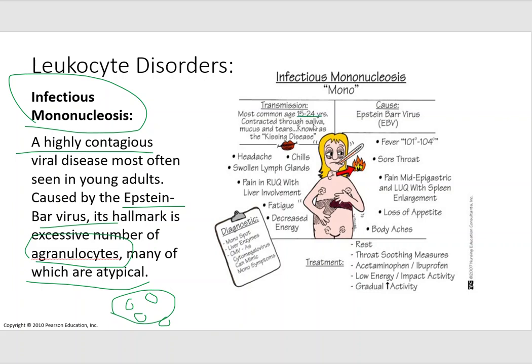15 to 24, saliva, mucus, tear, Epstein-Barr, although there is another virus called cytomegalovirus that can mimic these. Headaches, chills, the lymph nodes are going to be swollen, right upper quadrant pain involving the liver, tired, no energy, fever, sore throat. Anyway, you get the gist on this. Infectious mononucleosis, and the treatment is to gradually recover and gradually increase. You can spend a couple of months down with this guy.